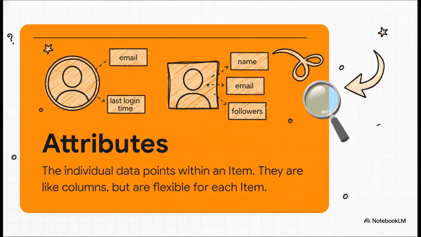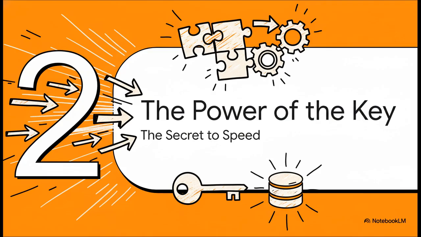But here's the big twist, and this is really a core NoSQL idea. The schema is totally flexible. One user item might have, say, a followers count attribute, but another user item might not. You're not stuck with this rigid one-size-fits-all column structure for every single record. It's a game changer.